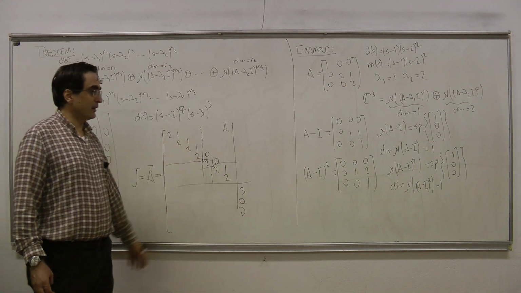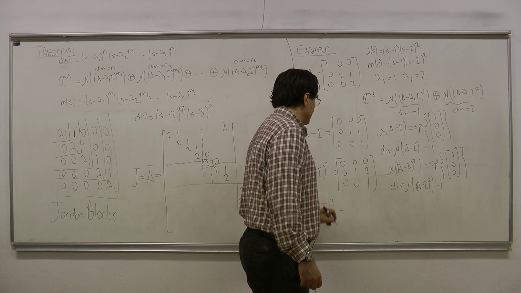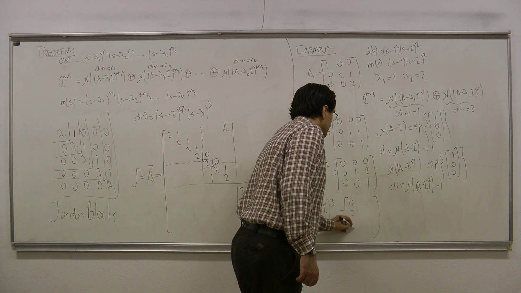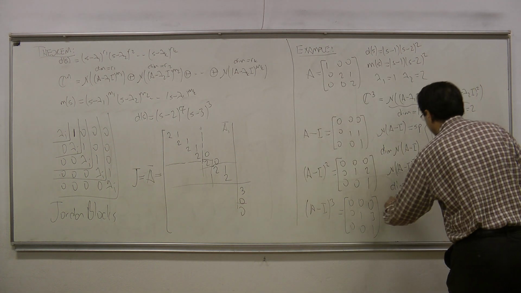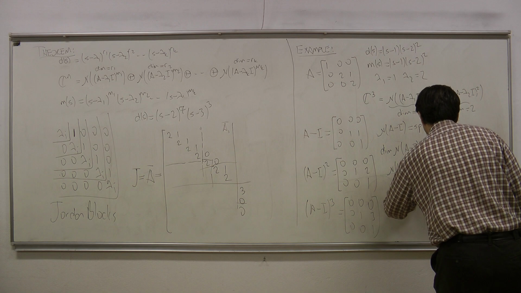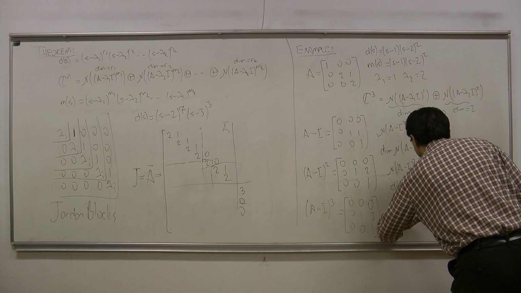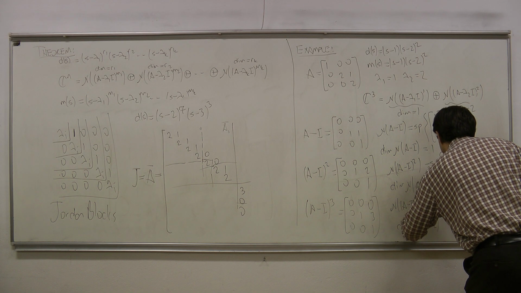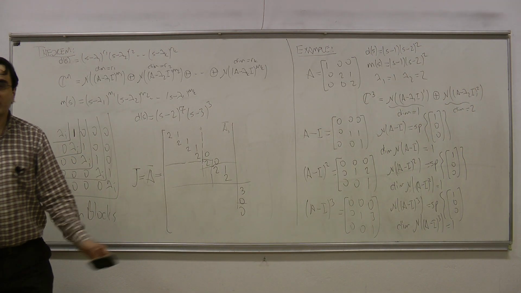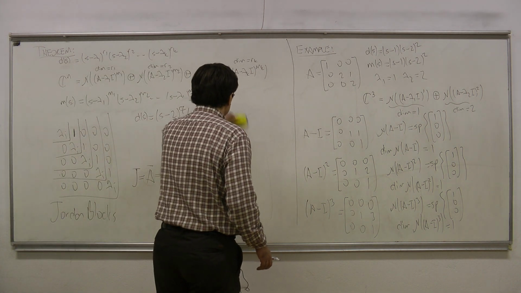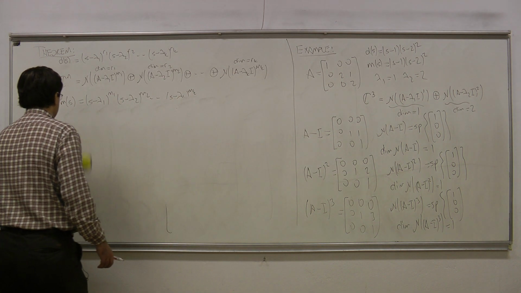So what happens when I take the cubic power here? (A - I)³, just multiply these matrices and you would obtain this matrix, and you would see that the null space of (A - I)³ is again the span of (1, 0, 0), and its dimension is still 1. So you see that you can increase the power there, and you would still see the same null space.